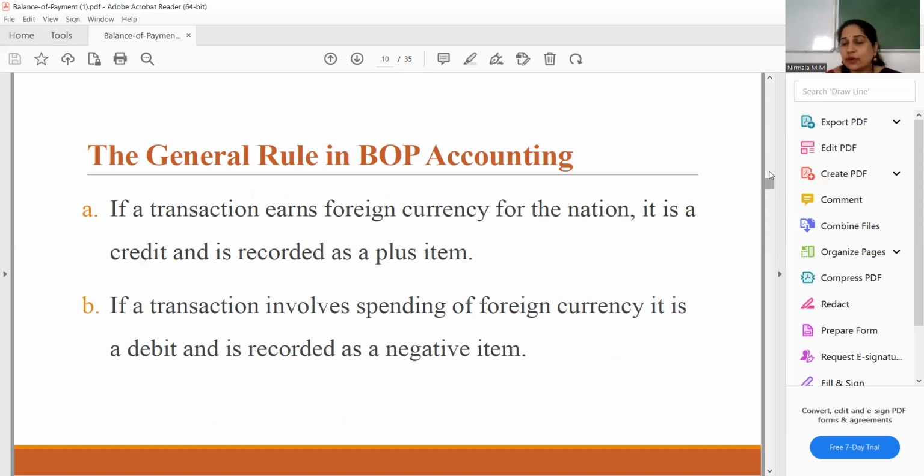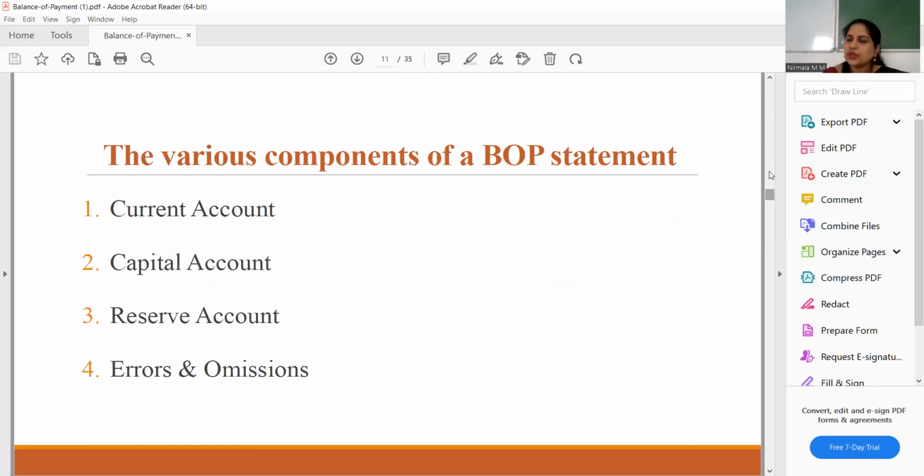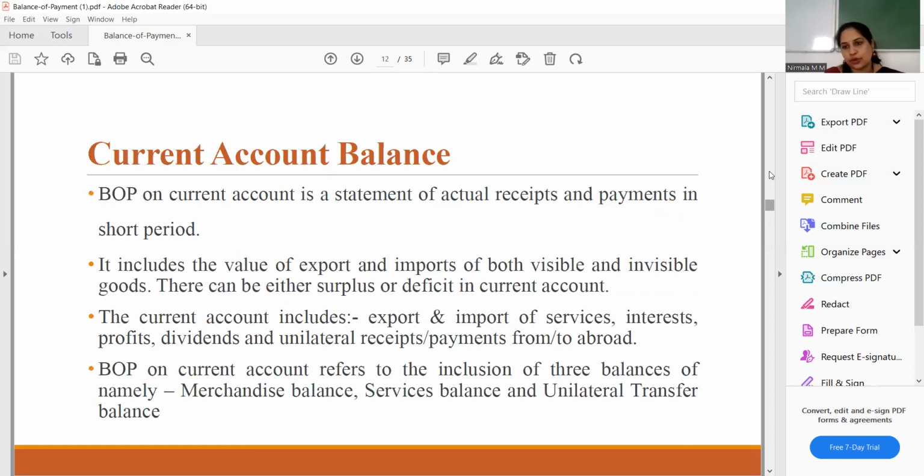And what are the general rules of balance of payment accounting? The very general rule followed is: if a transaction earns foreign currency for a nation, it is a credit and it is recorded as a plus item. If the transaction involves spending of foreign currency, it is a debit, and it is recorded as a negative item. The various components are, for example, current account, capital account, reserve account, and errors and omissions.